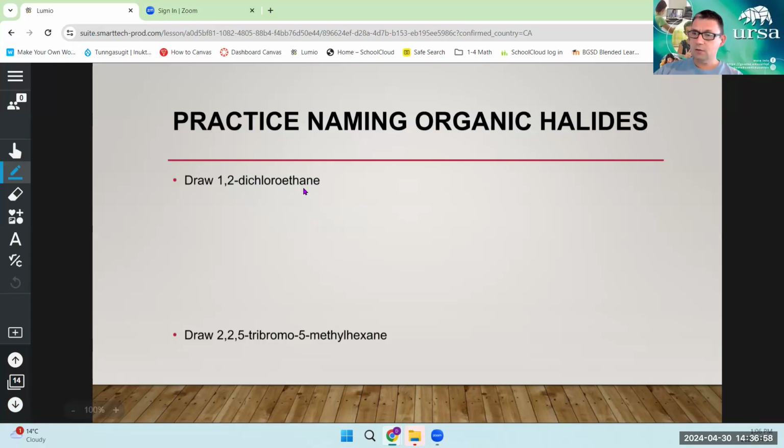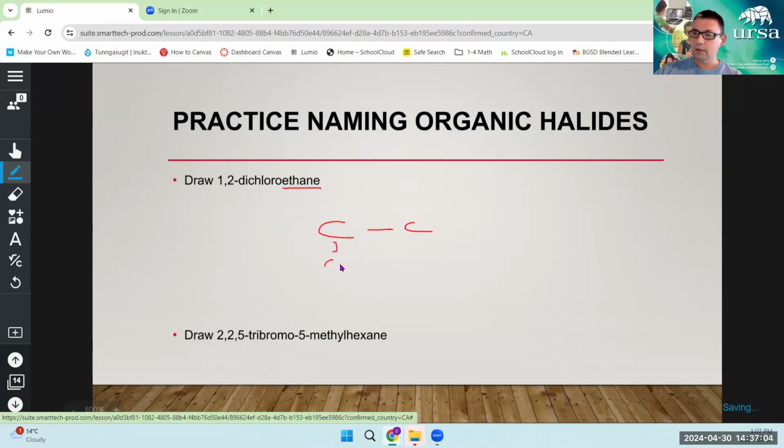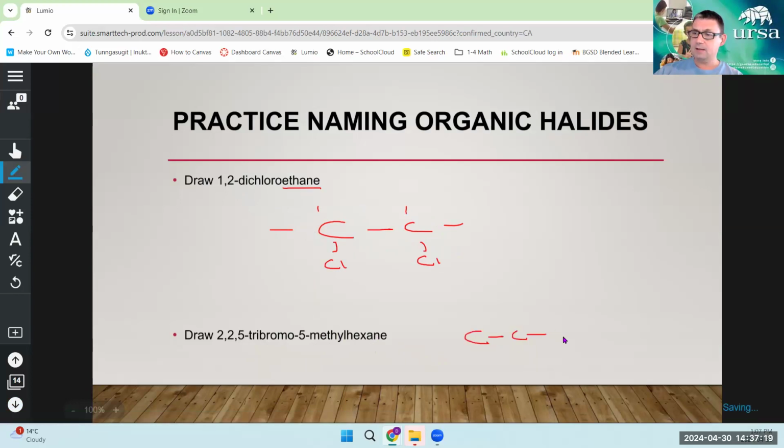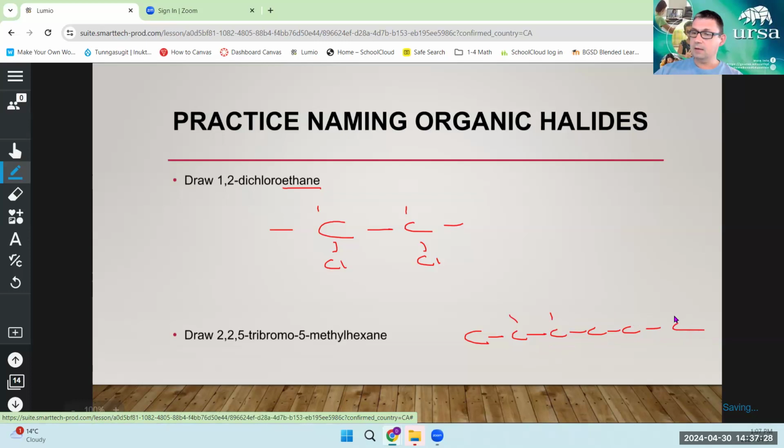1,2-dichloroethane, 2 carbons, carbon to carbon. At carbon number 1, a chlorine. Carbon number 2, a chlorine. 1,2-dichloroethane. 2,2,5-tribromo-5-methylhexane. Again, a 6 carbon group, the hexane. At carbon 2 and 2 and 5, we have bromines. We also have a methyl group at carbon number 5.